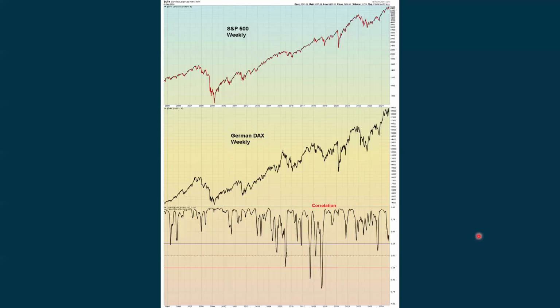And then we have a weekly chart of the S&P on top, and we have the German DAX weekly chart in the middle area. There's not a real strong correlation between the two. Sometimes we look at this and go, oh, Europe and the US are more correlated with each other. Well, right now, not really happening.